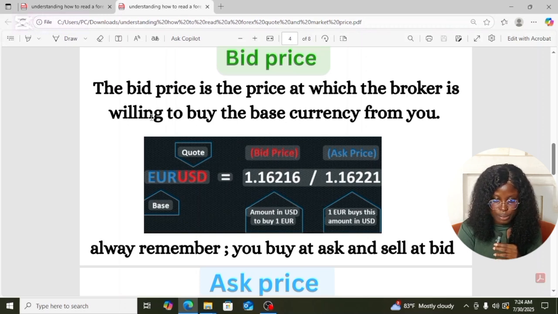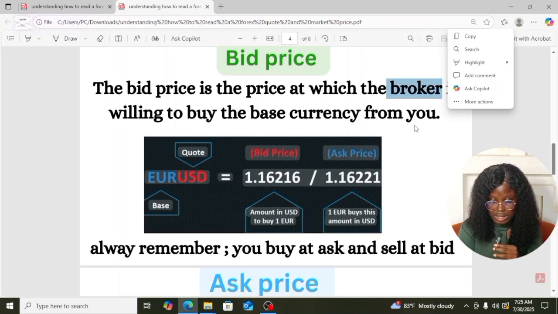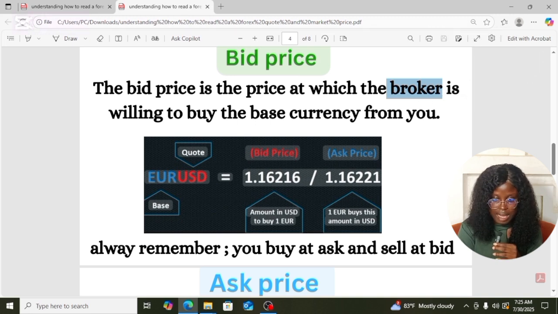So now what is the bid price? The bid price is the price at which the broker is willing to buy the base currency from you. This word broker, we're going to explain it in the next video. Please, I'm going to explain it because this is a beginner guide lesson. I understand the word broker might be like, okay, what is a broker? We're still going to get there.